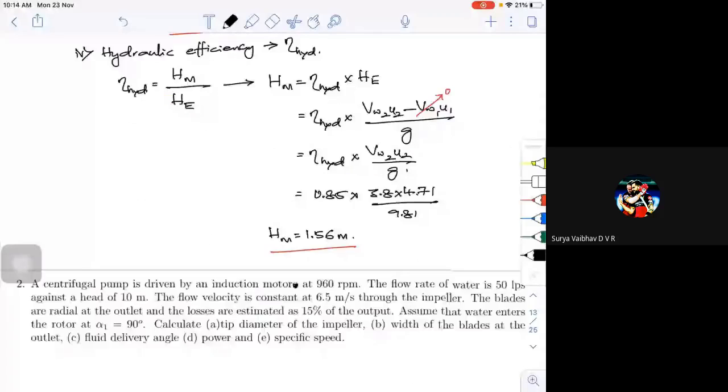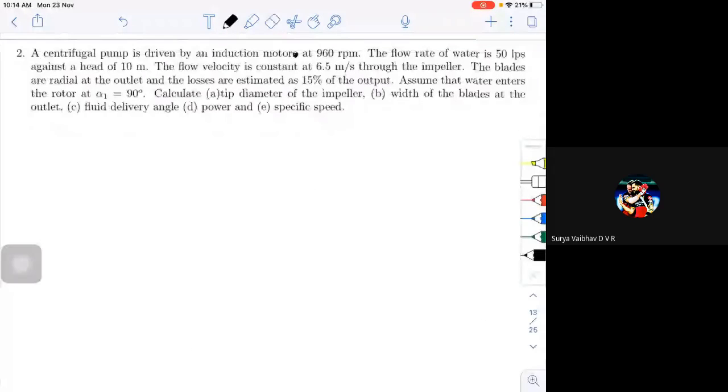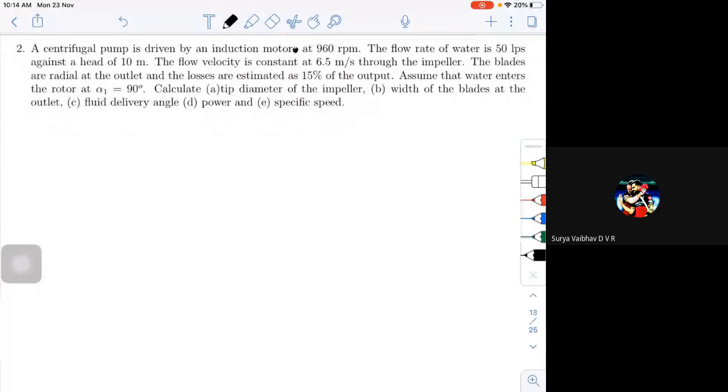The second numerical is something like this. A centrifugal pump is driven by an induction motor at 960 rpm. The flow rate of the water is 50 liters per second. Deliberately I have given this discharge in liters per second. I want you people to convert it to meter cube per second.